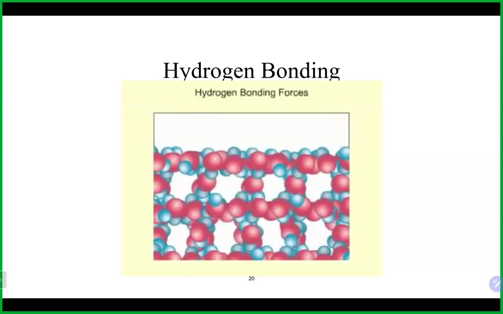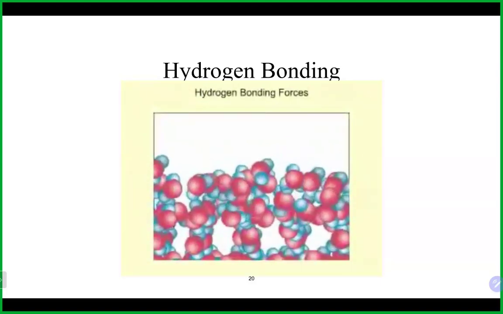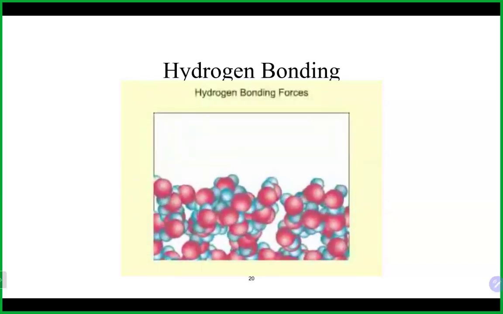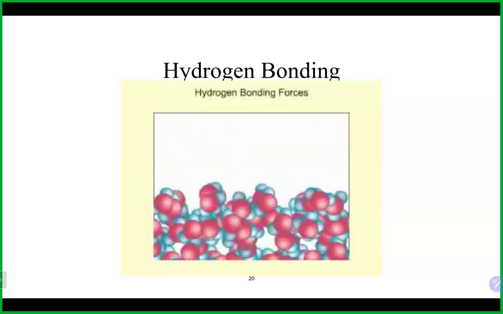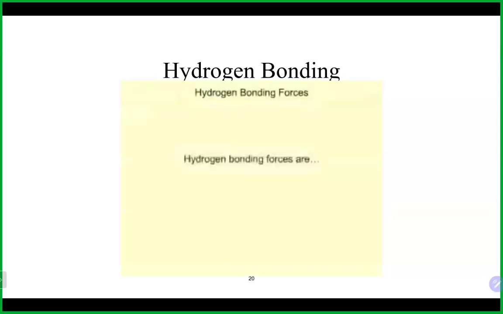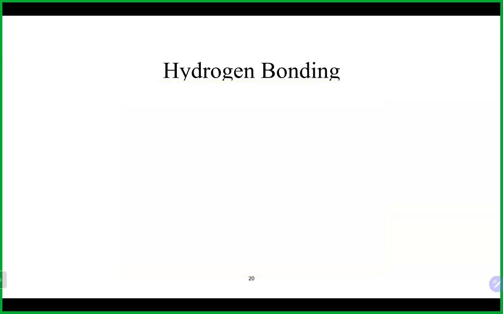In ice, hydrogen bonding leads to a tetrahedral arrangement of water molecules around one another, forming 6 membered rings that leave open channels through the ice structure. In liquid water, the tetrahedral arrangement is not fixed because the molecules are able to move around, and on average, a water molecule is surrounded by 3.4 other water molecules. Hydrogen bonding forces are unusually strong attractions that occur among molecules in which hydrogen is bonded to a highly electronegative atom.